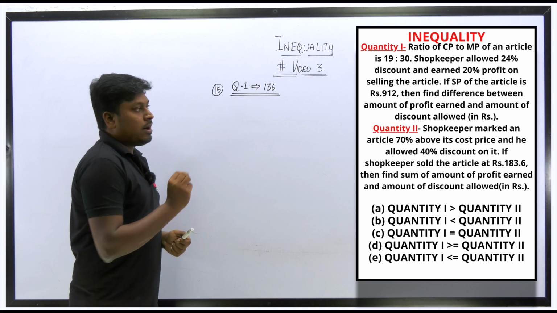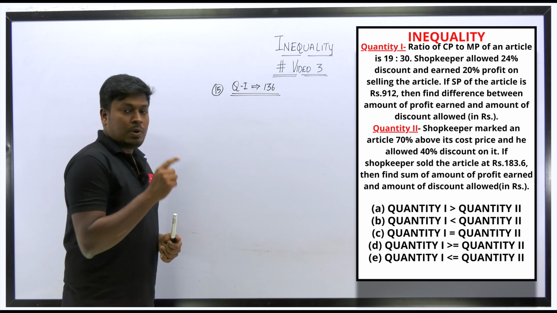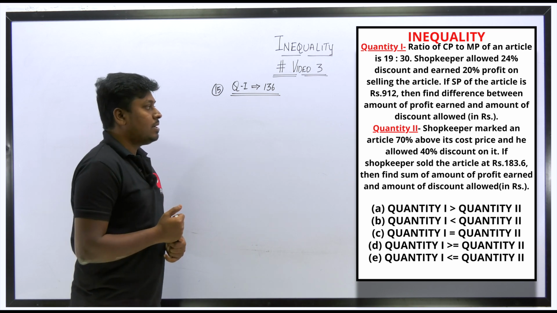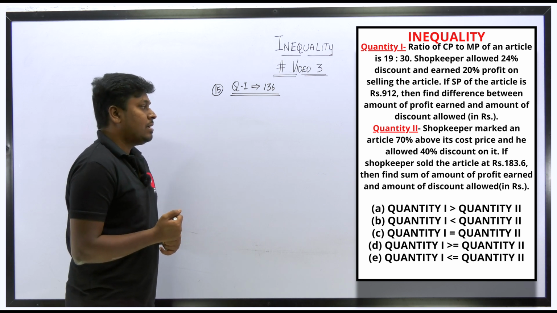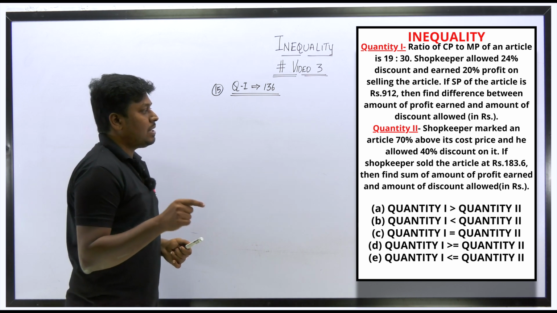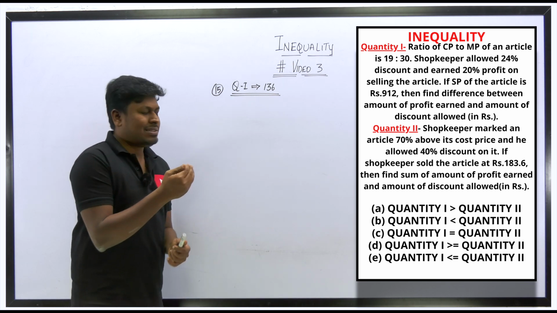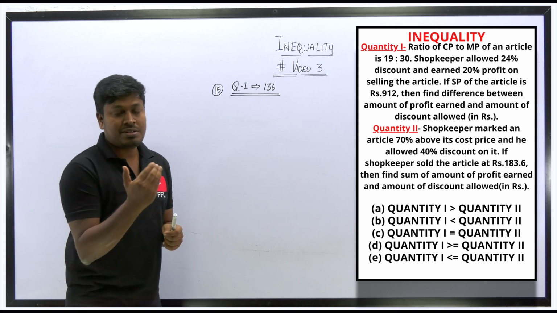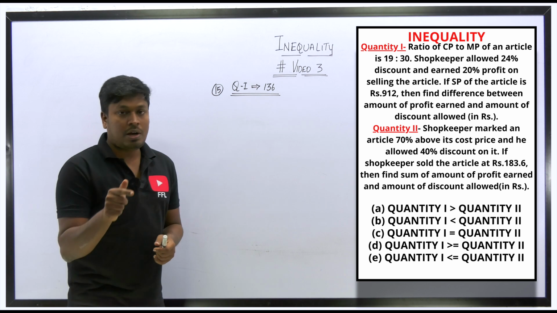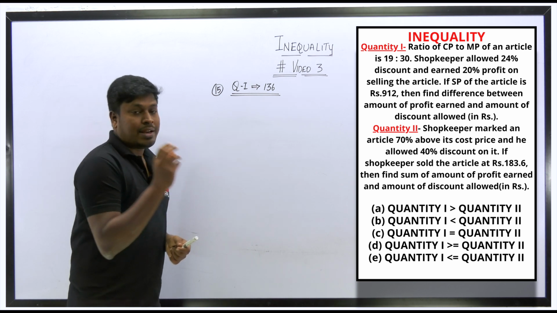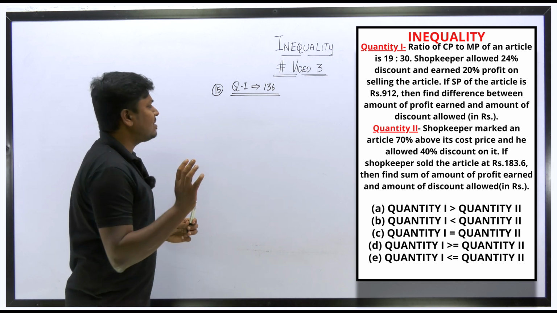A shopkeeper marked an article 70% above its cost price and allows 40% discount on it. If the shopkeeper sold it for 183.6 rupees, find the sum of profit earned and the amount of discount allowed. Again, everything is the same as the previous question, where we found the difference of profit earned and the discount allowed. But here our target is to find the total sum of profit earned and the discount allowed, right? That's the difference here.